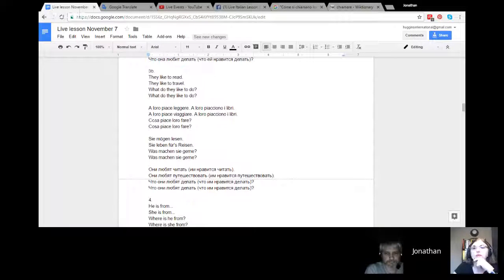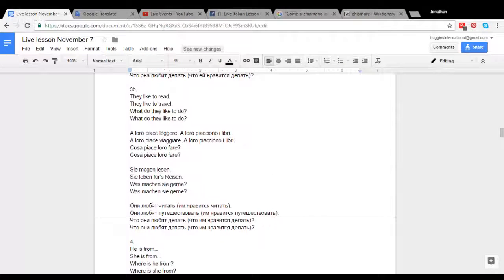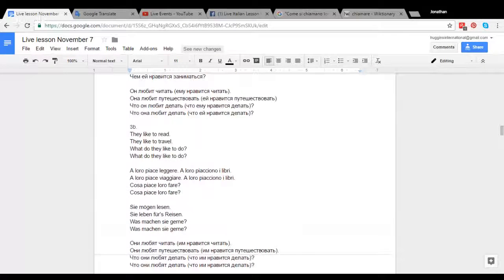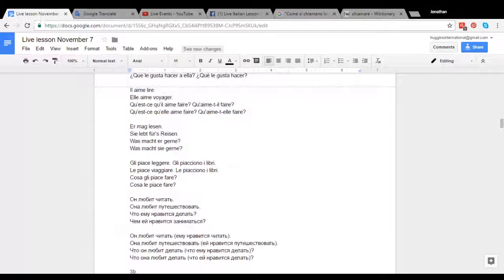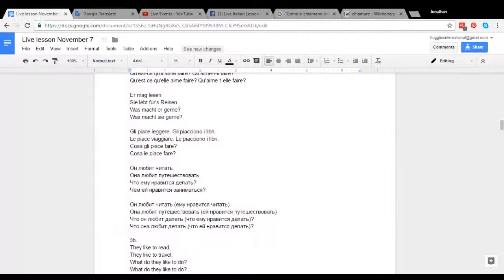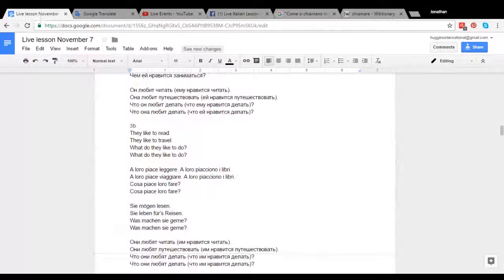So the loro is just like a they form. And this a loro is a personal pronoun to talk about this person. Okay, and we can use the question, cosa piace loro fare? So what do they like to do? In the singular we had cosa gli piace fare or cosa le piace fare, but in the plural we have loro, cosa piace loro fare, and we could have a variation of the syntax in the question.